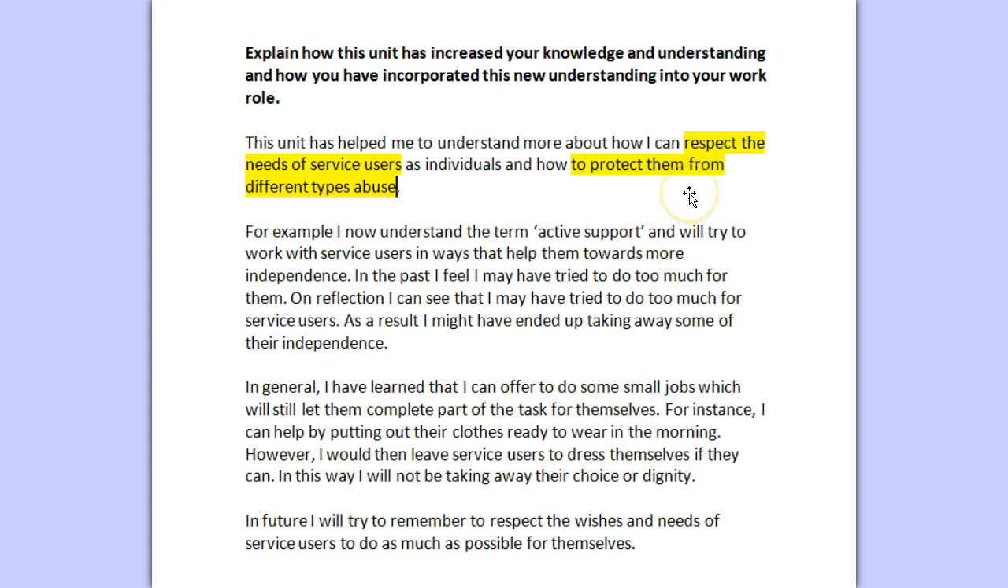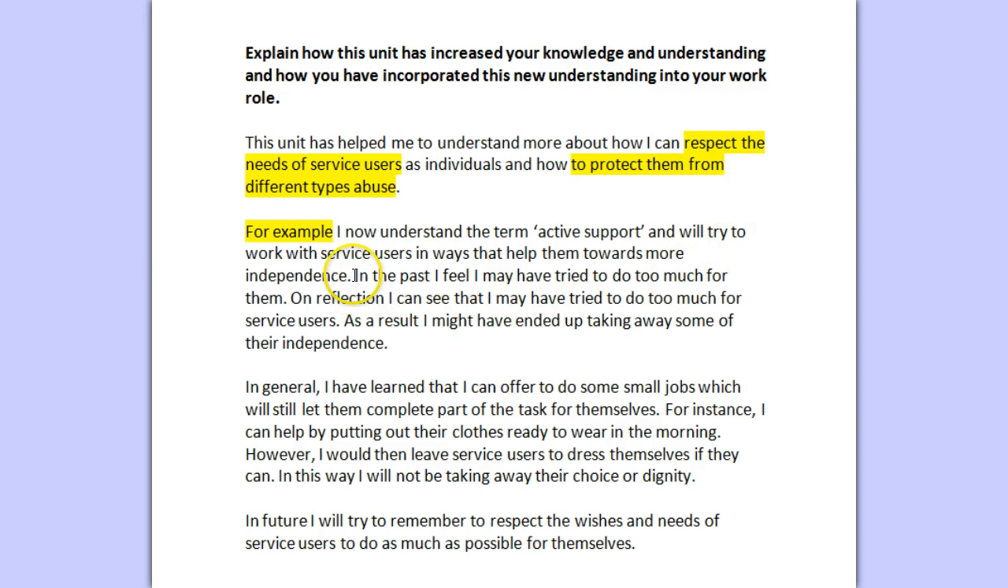And then we saw how, by stating those principles, that wasn't enough. We needed then to give examples, so you could see in this case the candidate has indicated how she's learnt more about the term active support. For example, "I now understand the term active support and will try to work with service users in ways that help them towards more independence." So she's making some general points and then giving some practical examples from her own practice.